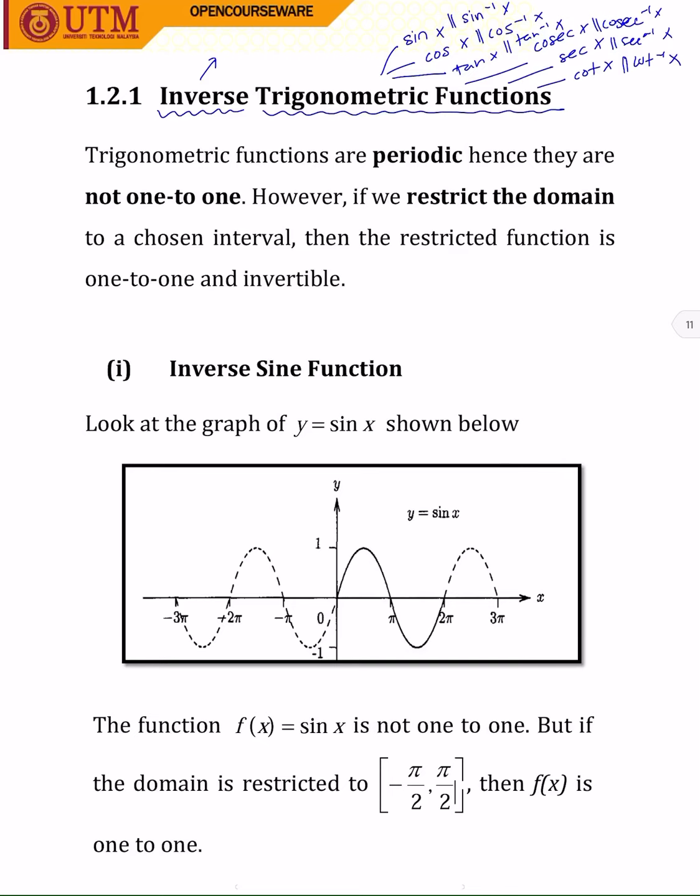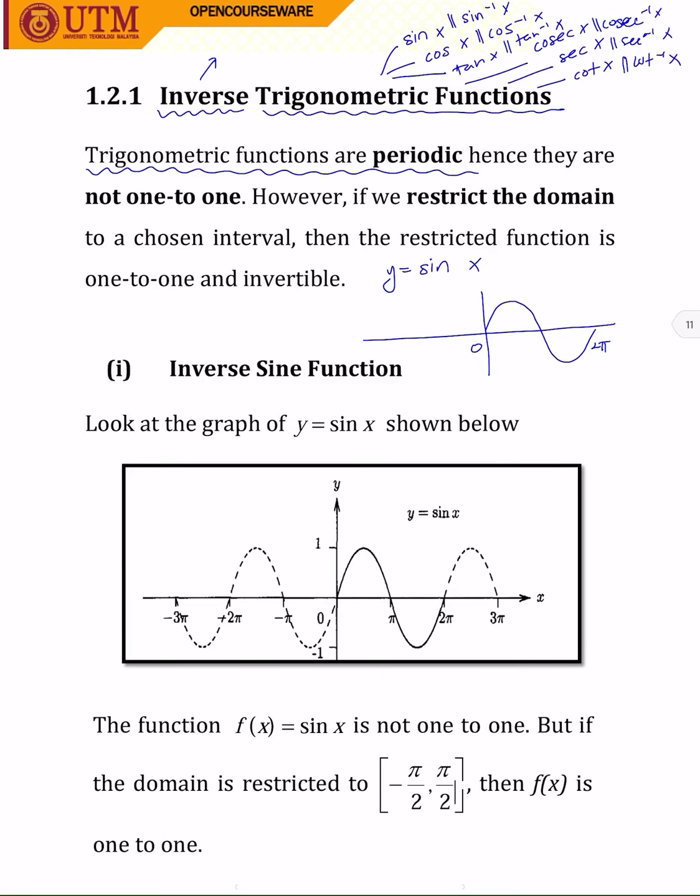Okay, so what does that mean by inverse? If you look at here, trigonometric functions are periodic, correct? Why do we say that it's periodic? For example, let's say we have y equal to sine x. This is sine x, in between 0 to pi.